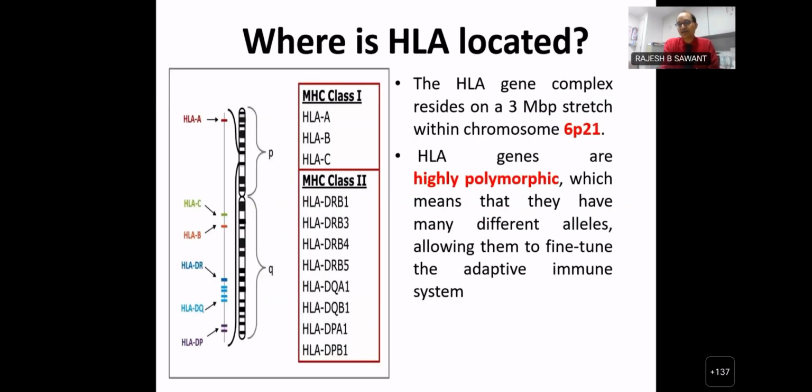So where is this located? Precisely, it is located on chromosome 6. Okay. What we also need to understand is that these HLA genes are highly polymorphic. What do we mean by that?